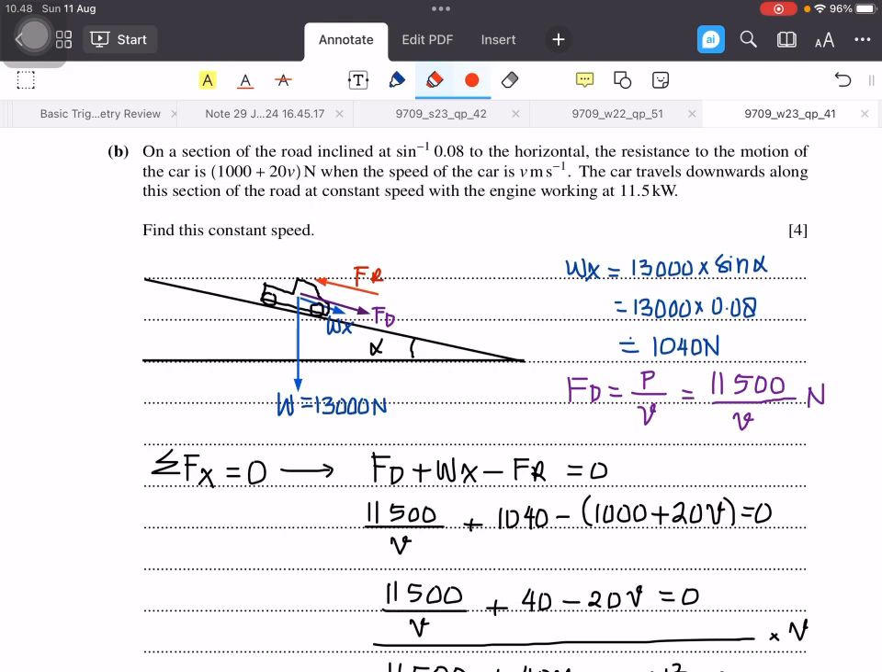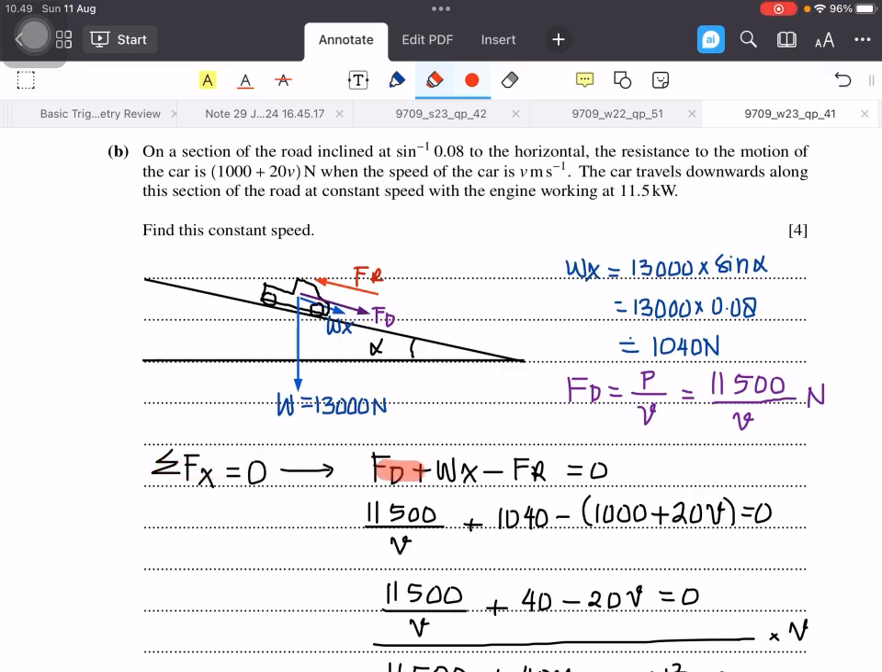And then the driving force is the power of the car divided by V. The power is 11,500, and the velocity is still unknown here, so we just write V. And then since the car travels at constant speed, we can say that the net force in x direction is equal to 0.